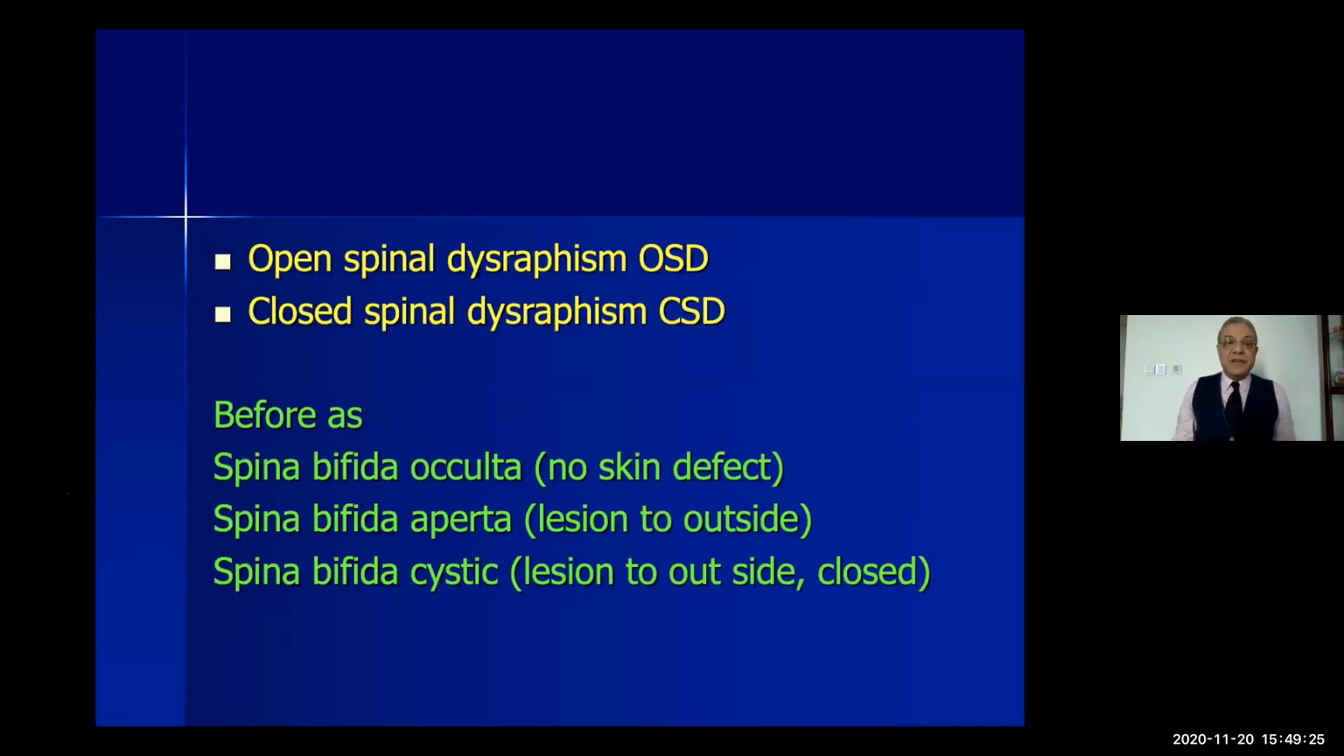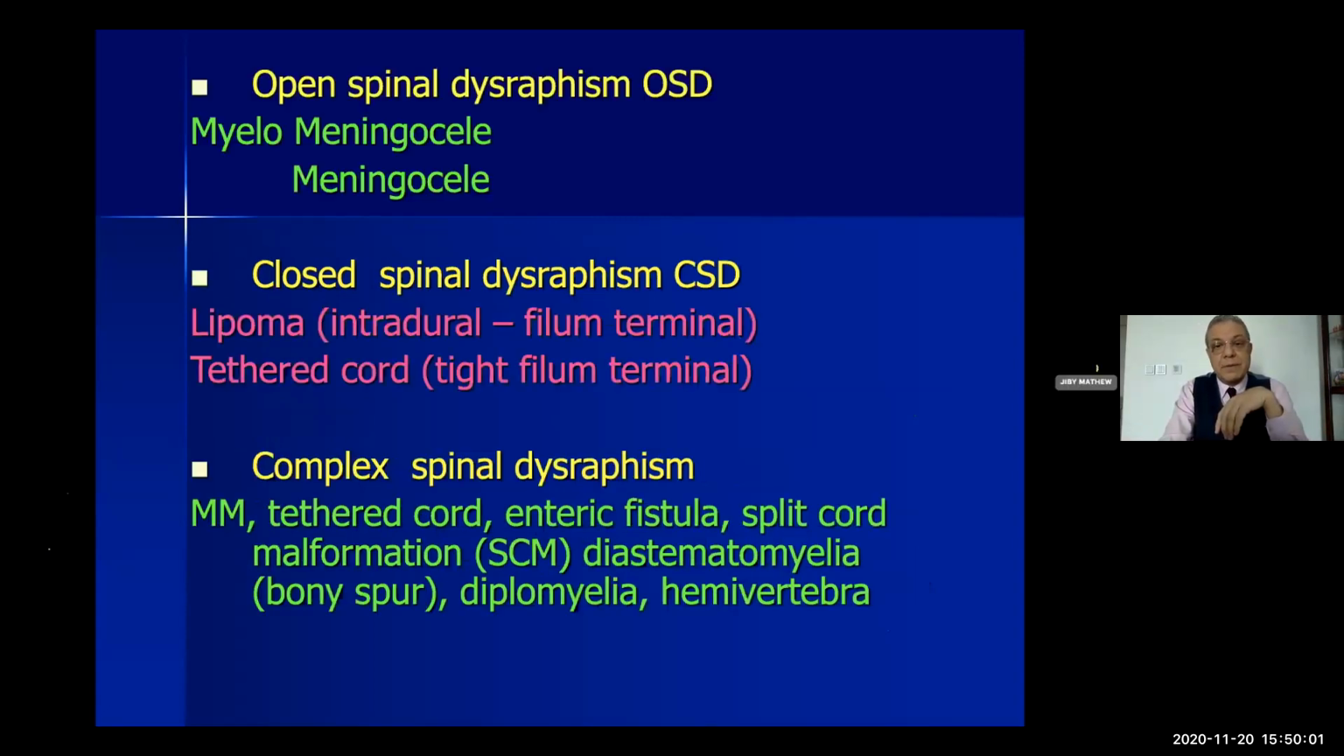Well, about the classification of spinal dysraphism, either we have open spinal dysraphism, which is OSD, or closed spinal dysraphism, which is CSD. And as I just mentioned about spina bifida, before we named it either spina bifida occulta, where there is no skin defect and the skin is intact, or spina bifida aperta, where we find the lesion going outside, and a special entity which we call spina bifida cystica, or the lesion going outside with a closed cyst around.